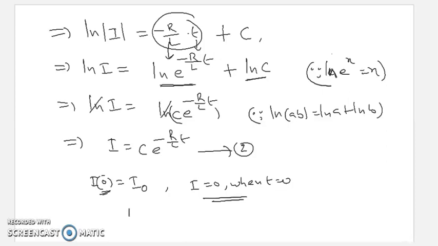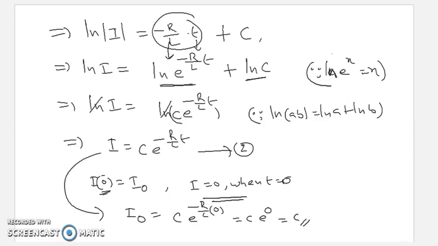So, I of 0 means I0. So I0 is equal to c e power minus R by L into t, where t means 0. That is equal to c e power 0. E power 0 value is already we know 1. So that's why here we write c only. Therefore I naught is equal to c.